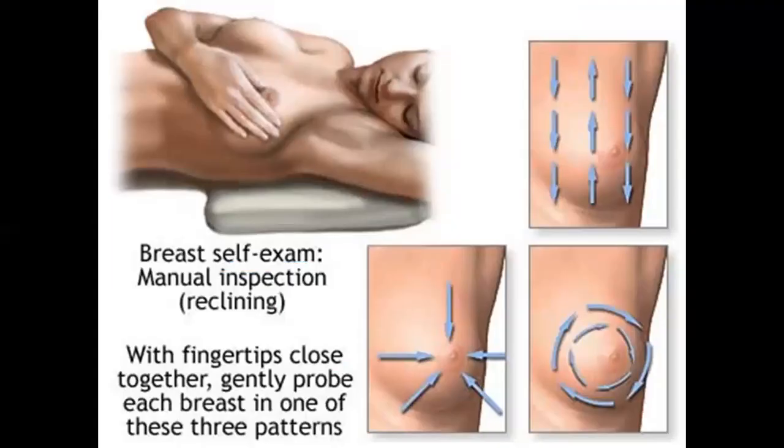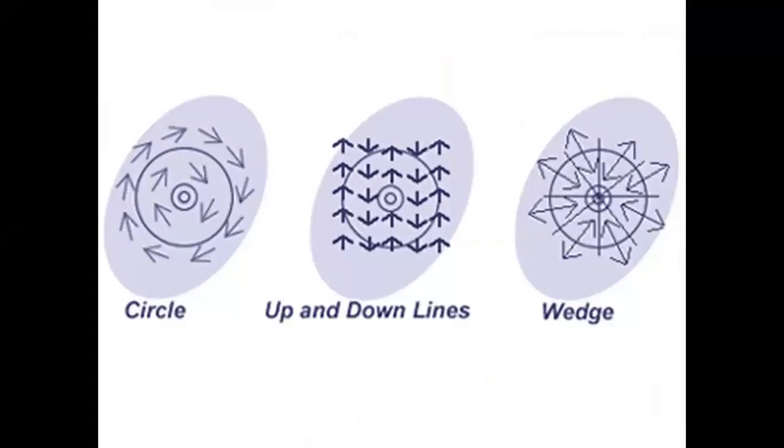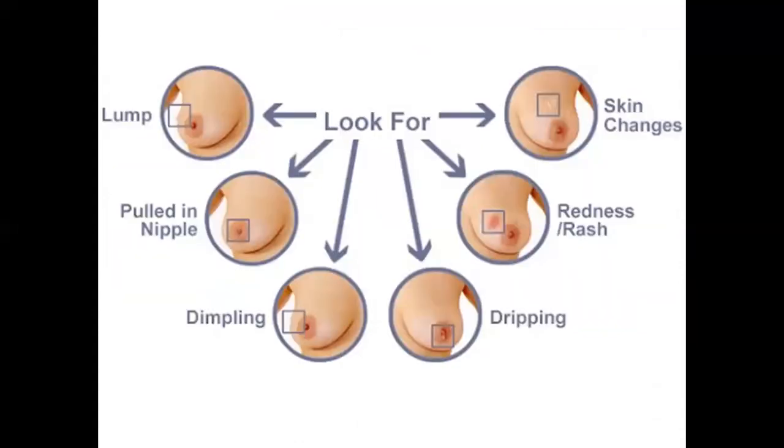So in self-breast examination, you have to look for any lump in all four quadrants, any discharge, any skin changes, and the axilla. This is the technique. You can teach starting from the nipple and areola. You may go in circles, you may go vertical or horizontal, up and down, or you may go in a wedge-shaped fashion in all four quadrants. You have to look for a lump, the position of the nipple, any dimpling on the skin, or any discharge, skin changes, redness, itching, or a rash.